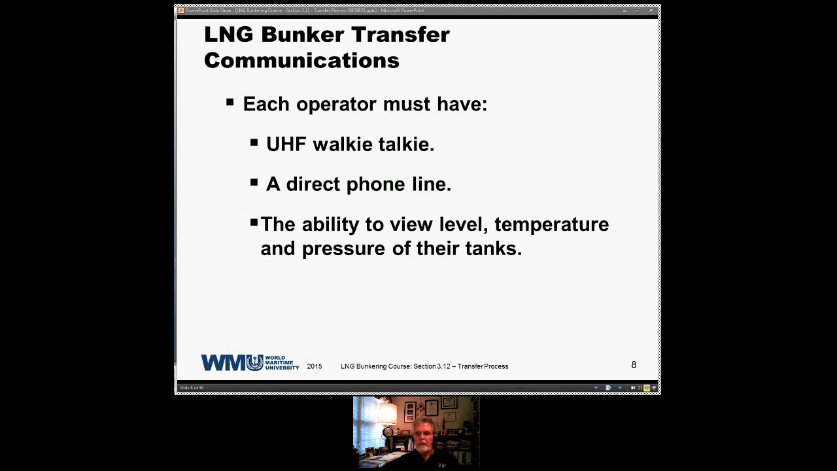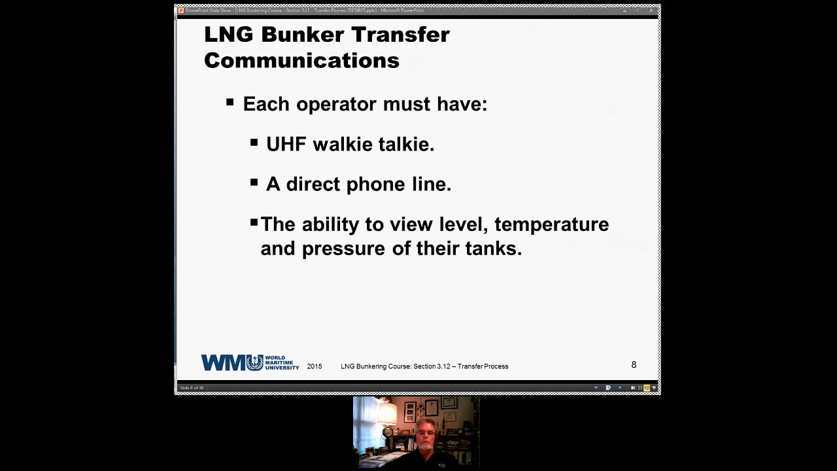Each operator, again, we're being very repetitive, but these are the things that are important and have to be adhered to at all times. Each operator must have an intrinsically safe UHF walkie-talkie and a direct phone line, and have the ability to view levels, temperatures, and pressures of their tanks at all times.